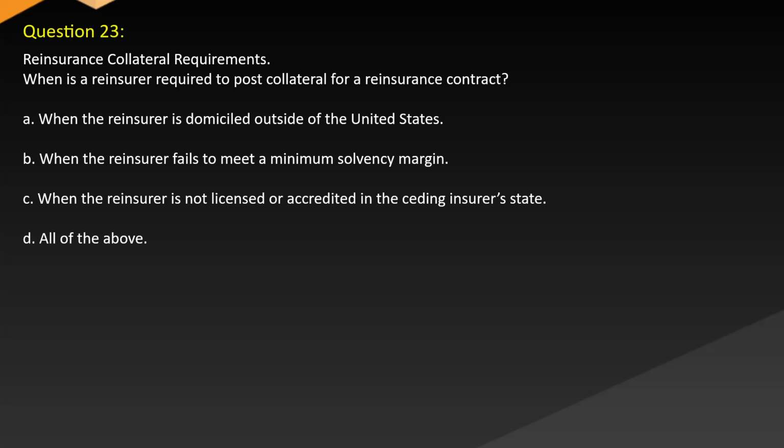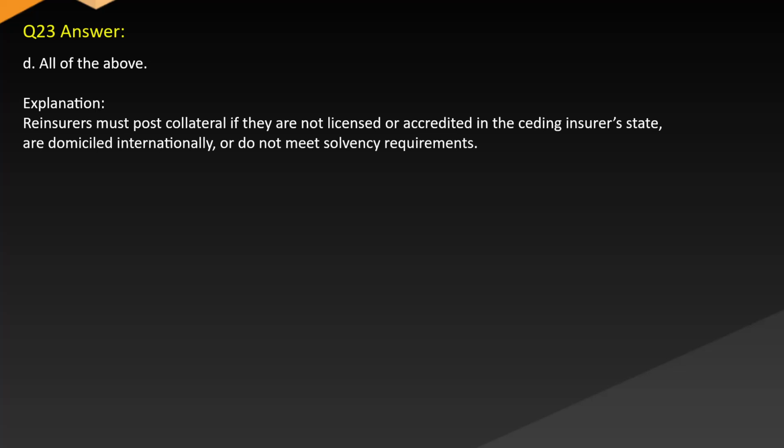A. When the reinsurer is domiciled outside of the United States. B. When the reinsurer fails to meet a minimum solvency margin. C. When the reinsurer is not licensed or accredited in the ceding insurer's state. D. All of the above. Answer: D. All of the above. Explanation: reinsurers must post collateral if they are not licensed or accredited in the ceding insurer's state, are domiciled internationally, or do not meet solvency requirements.